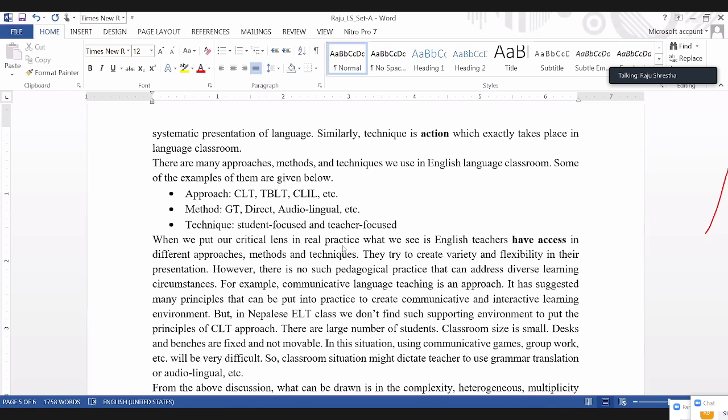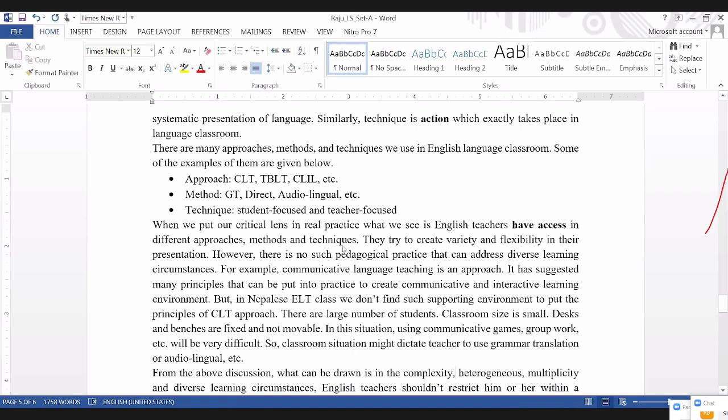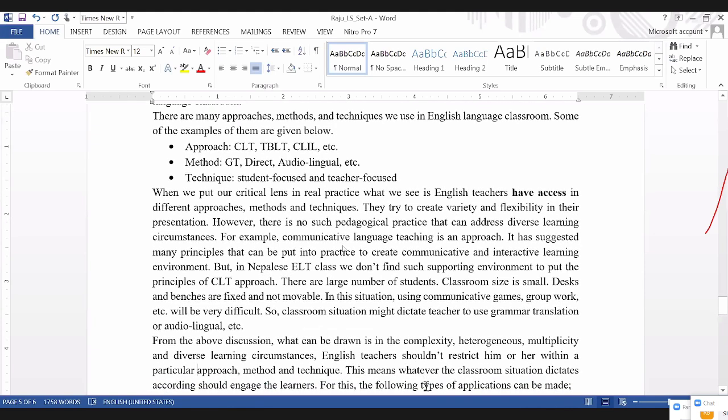In this situation, using communicative games, group work, etc., will be very difficult. So, the classroom situation might dictate the teacher to use grammar translation or audiolingual, etc. From the above discussion, what can be drawn is that in the complexity, heterogeneous multiplicity, and diverse learning circumstances, the English teacher should not restrict himself or herself within a particular approach, method, and technique.